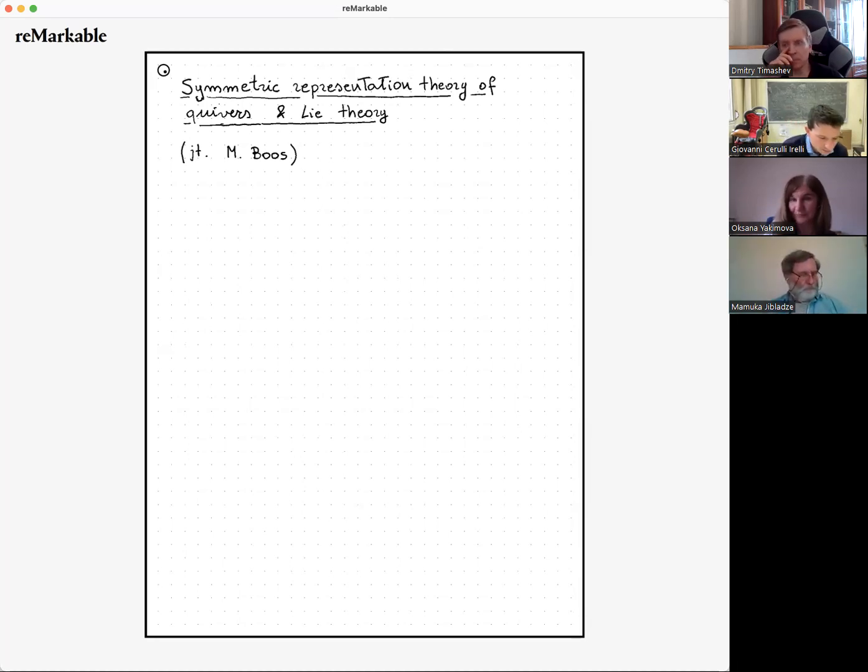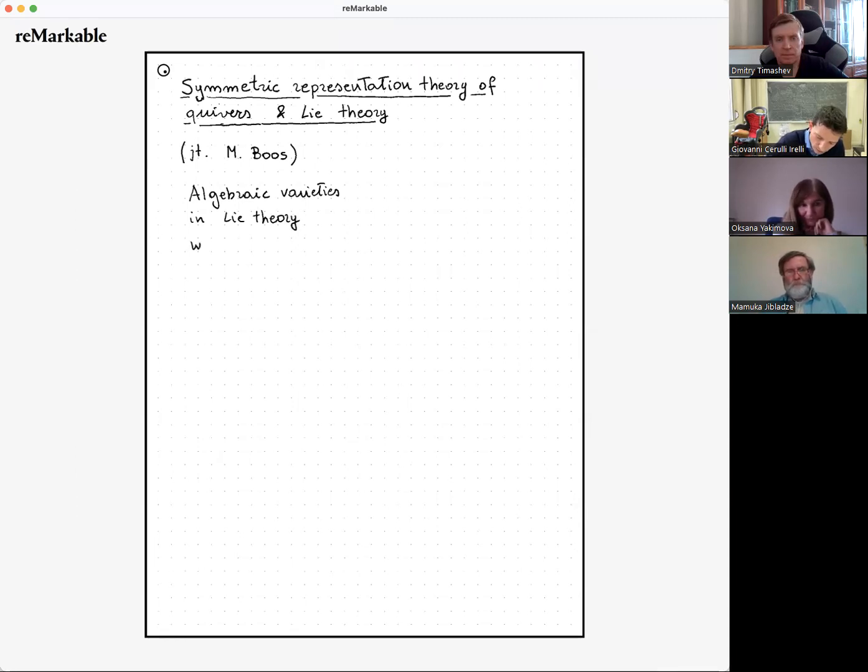So this seminar is my attempt, together with Magdalena Bos, who will join later, to understand some algebraic varieties arising in Lie theory, some very easy ones, and how to understand them with an action of a group, and understand these things using the representation theory of finite dimensional associative algebras.